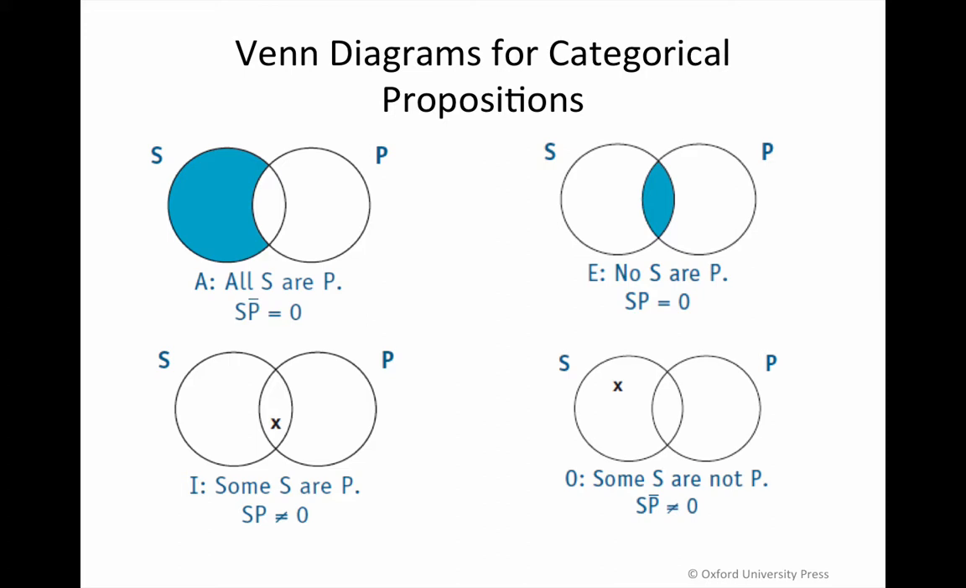Now take a look at the E proposition immediately across from the A. Right? So the E proposition says no S are P. And that tells us that there is nothing you could put in the SP overlap area.